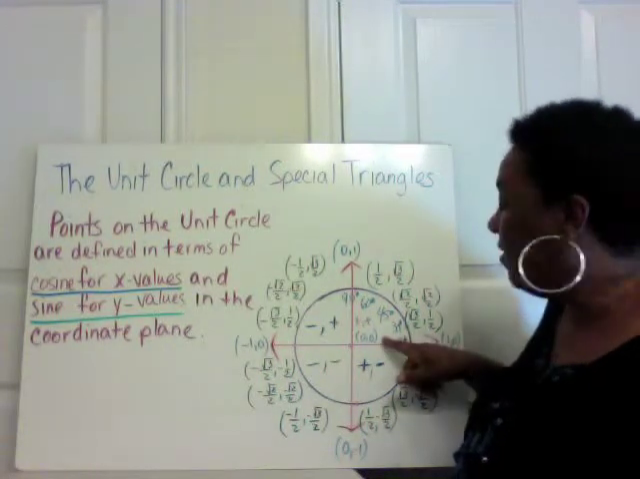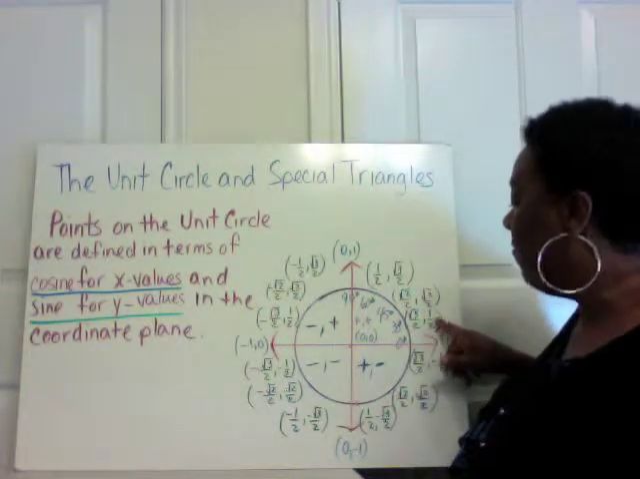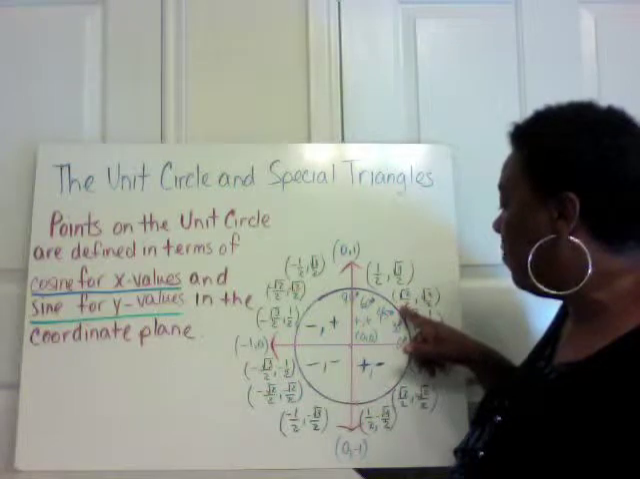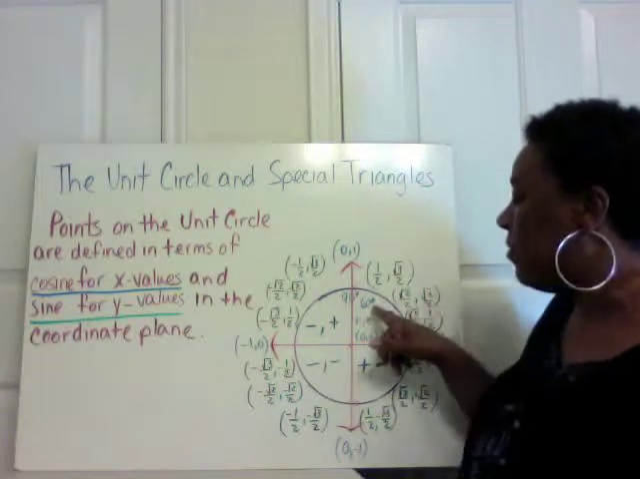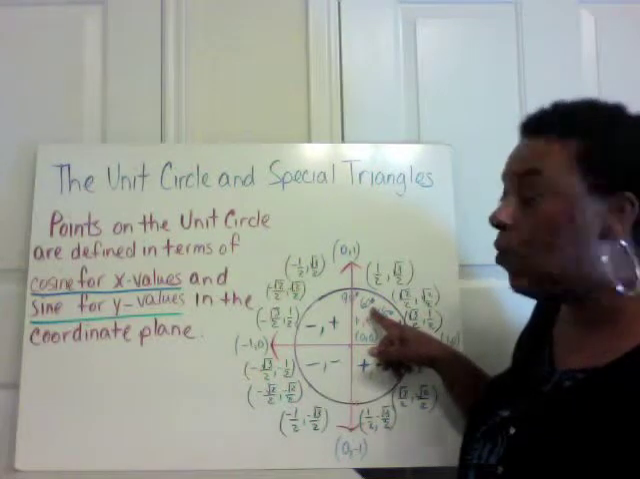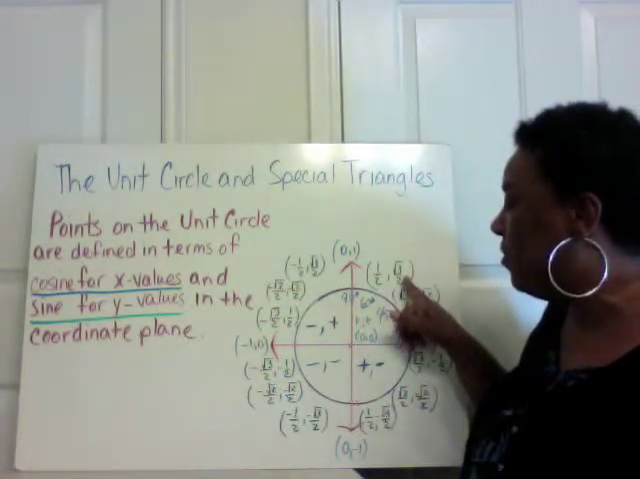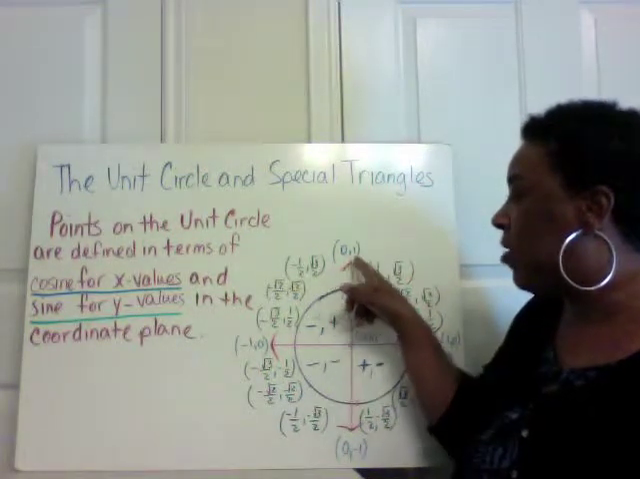At 30 degrees we have the point the square root of 3 divided by 2 and 1/2. At 45 degrees we have the point the square root of 2 divided by 2 and the square root of 2 divided by 2. At 60 degrees we have the coordinate point 1/2 and the square root of 3 divided by 2. And at 90 degrees we have the coordinate point 0, 1.